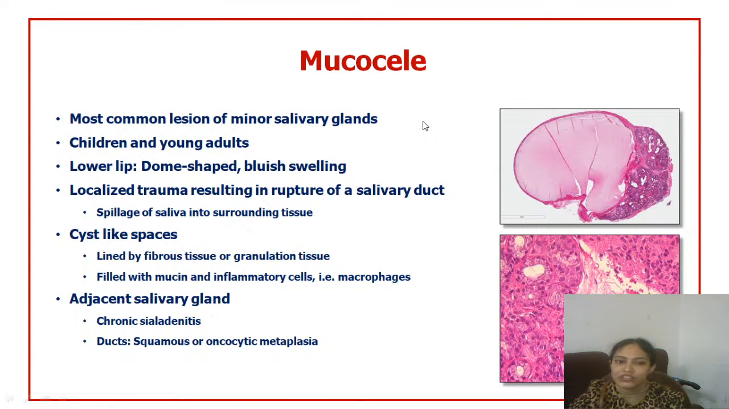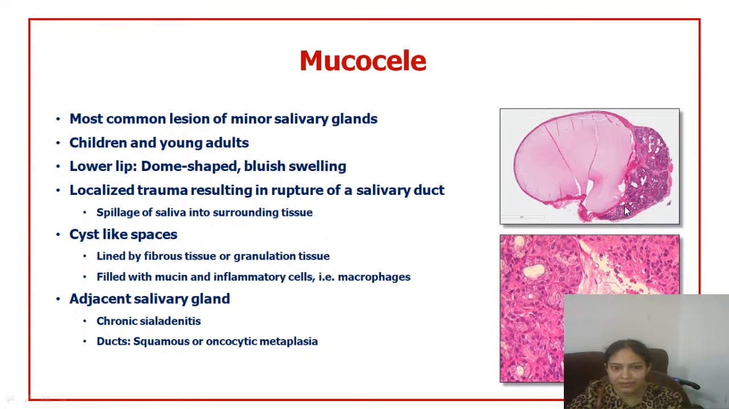It's seen more commonly in children and young adults, where you get a dome-shaped bluish swelling, most commonly on the lower lip. So this results from localized trauma, which results in the rupture of a salivary duct. And here you can see that this pink material is the spillage of saliva into the surrounding tissue, which just gets accumulated and compresses the normal salivary gland.